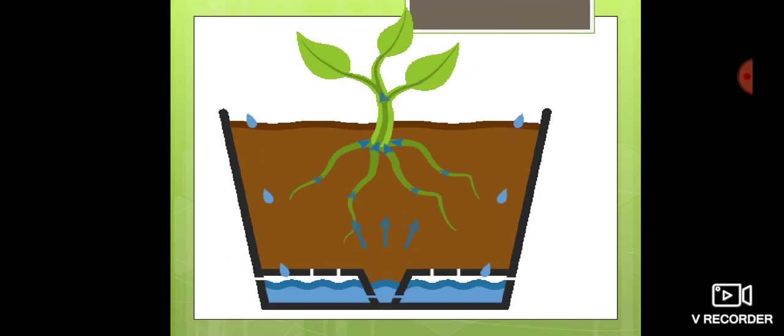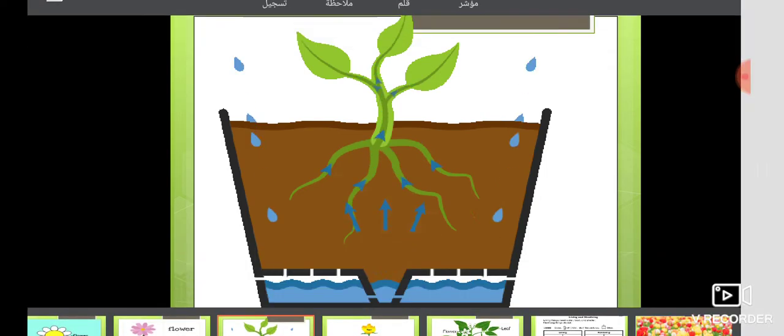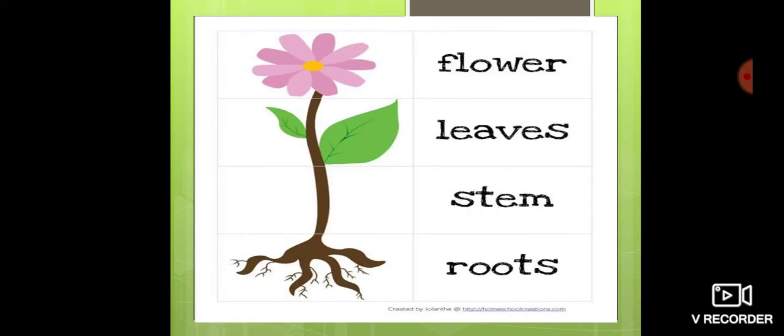Okay, as shown here, the root absorbs the whole water inside it and delivers it to the stem, and the stem takes the whole water from the root to the leaves, which helps the plant to grow up. Okay, that's the mission of the root and stem.